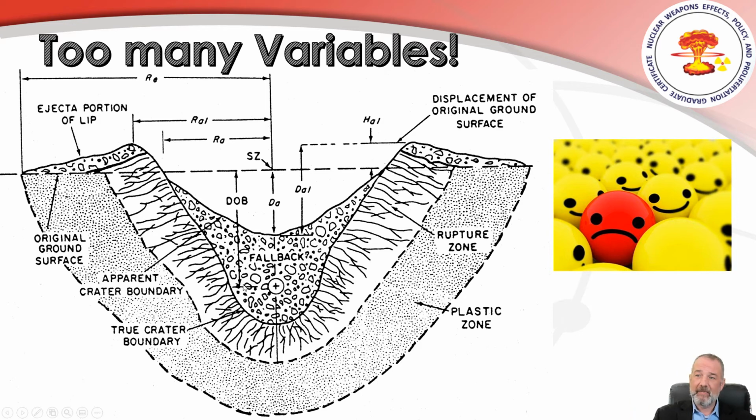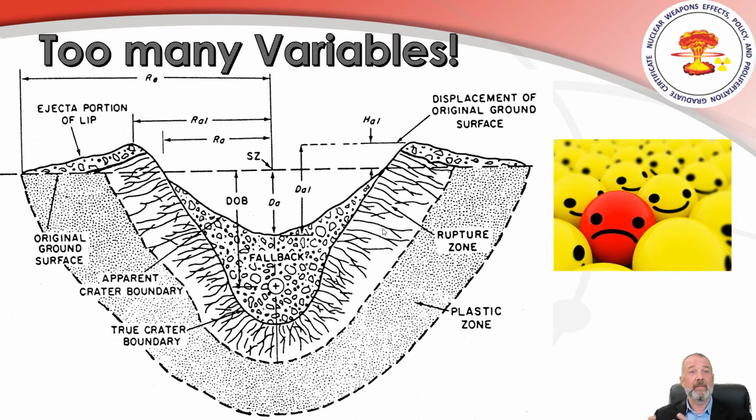Also, we have on this diagram the area that they call fallback. This is what I've just described. This is material that has fallen back into the hole, either from the sides or rained down in it from all the stuff we shot up into the air. Then we have the rupture zone. This is that area where we have the ionization, then we have melting, and then we have that high pressure, which is enough to fracture the rock or the material around the detonation point.